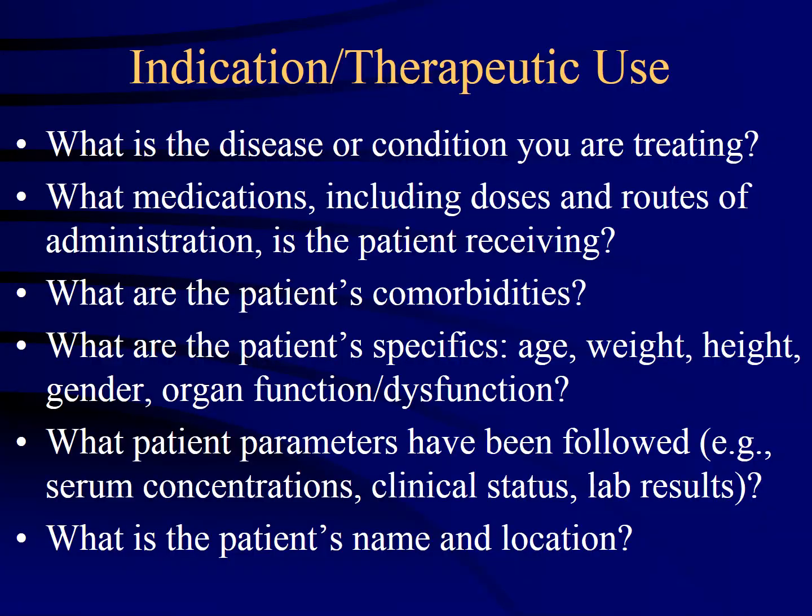Be sure to offer an alternative to the requester if a foreign drug is not available here in the United States. For drugs regarding indication and therapeutic use, you can ask, what is the disease or condition you are treating? What medications, including doses and routes of administration, is the patient receiving? What are the patient's comorbidities? What are the patient's specifics: age, weight, height, gender, organ function, dysfunction? What patient parameters have been followed, such as serum concentrations, clinical status, lab results? And what is the patient's name and location?